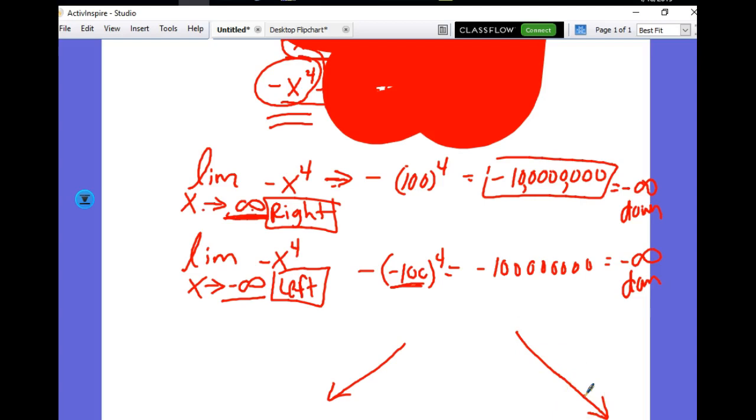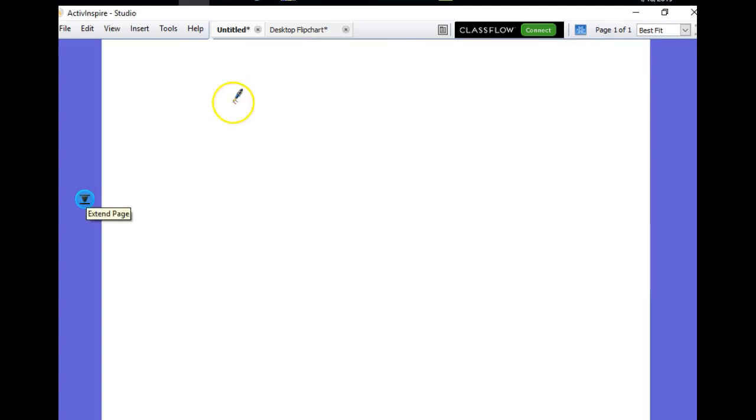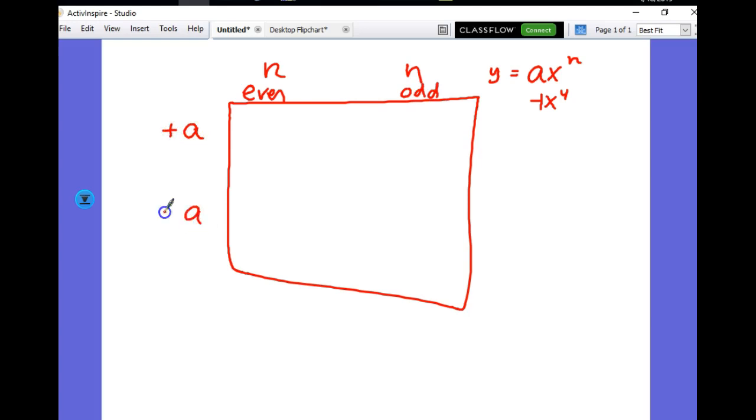Another way you can do this, instead of just figuring it out like this, is to use a table to help you out. I gave you guys a little bit of a chart before. So suppose you have something that looks like this. For the problem we just had, it was negative x to the 4th, negative 1x to the 4th. Well, what we talked about there was that the n value can be even or odd, and the a value can be positive or negative.